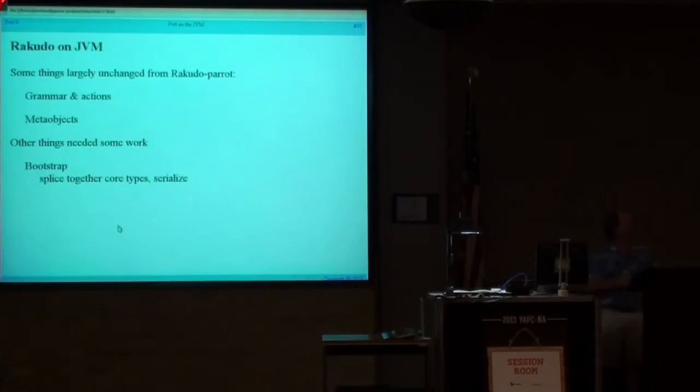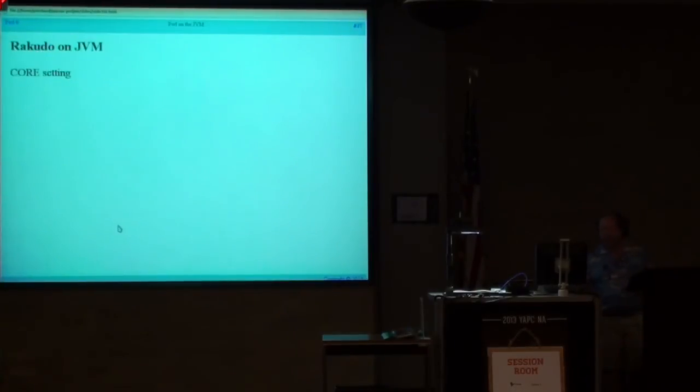Some things needed some work. The bootstrap process. The bootstrap is where Rakudo defines its core types, the really basic types like arrays and hashes that it needs, and classes like Mu and Any and things like that. That needed a little bit more work, but not too bad. And then there's the setting.